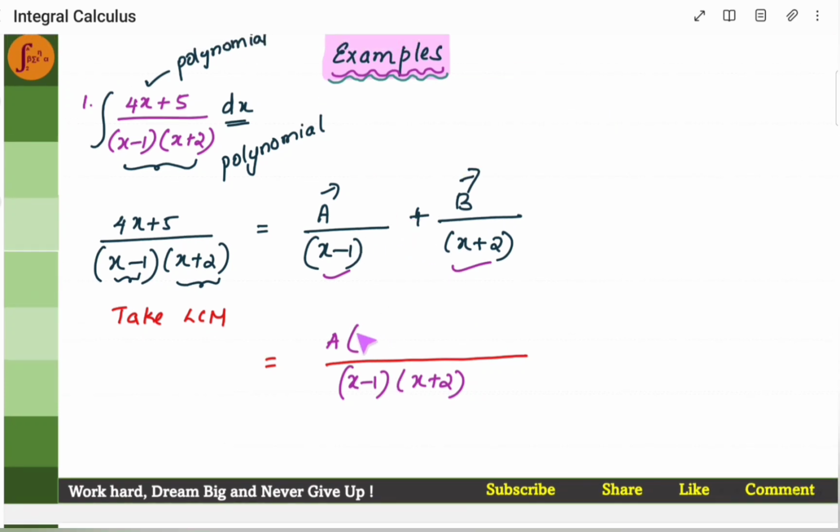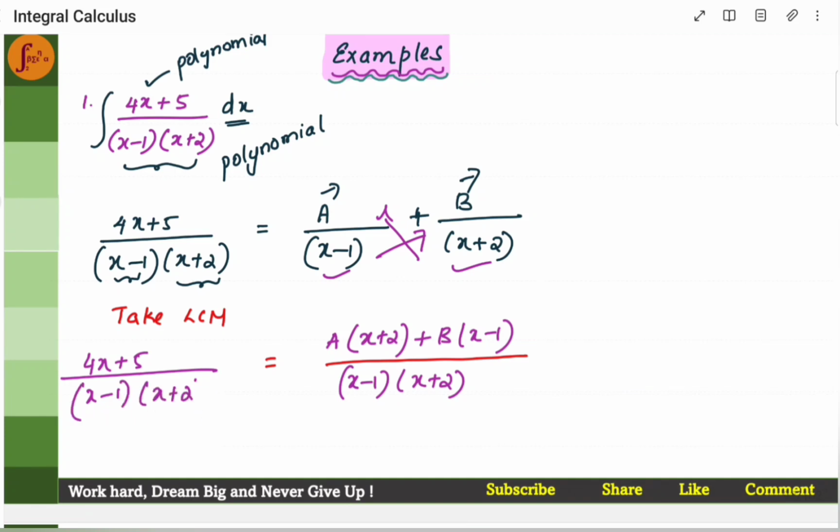That is, I can write a into (x plus 2) plus b into (x minus 1), like this, I cross multiply. A into (x plus 2) plus b into (x minus 1). And then I have to multiply the denominators here and put it in the denominator. So this would be 4x plus 5. Let me copy this as it is. Now this and this, both of them can be cancelled.